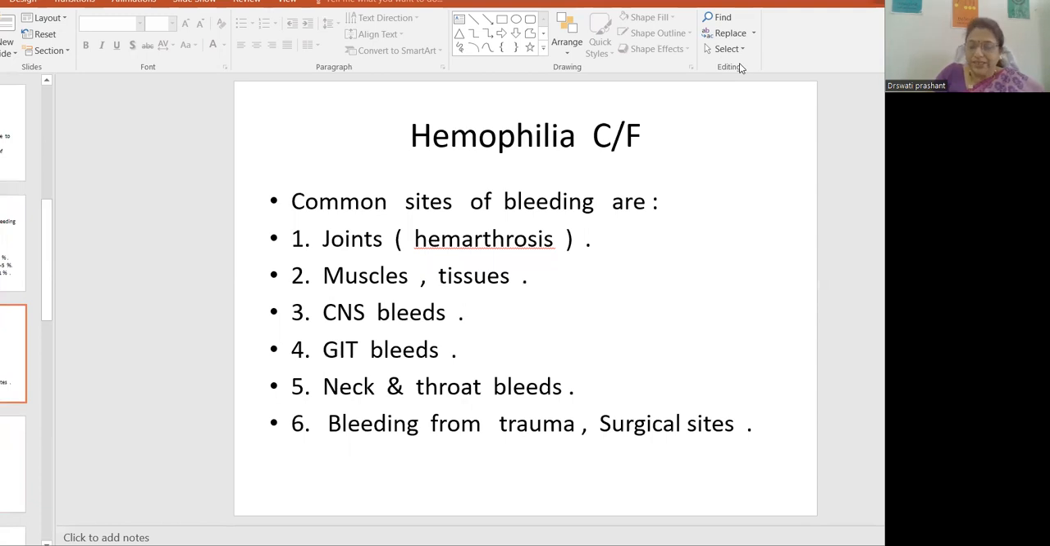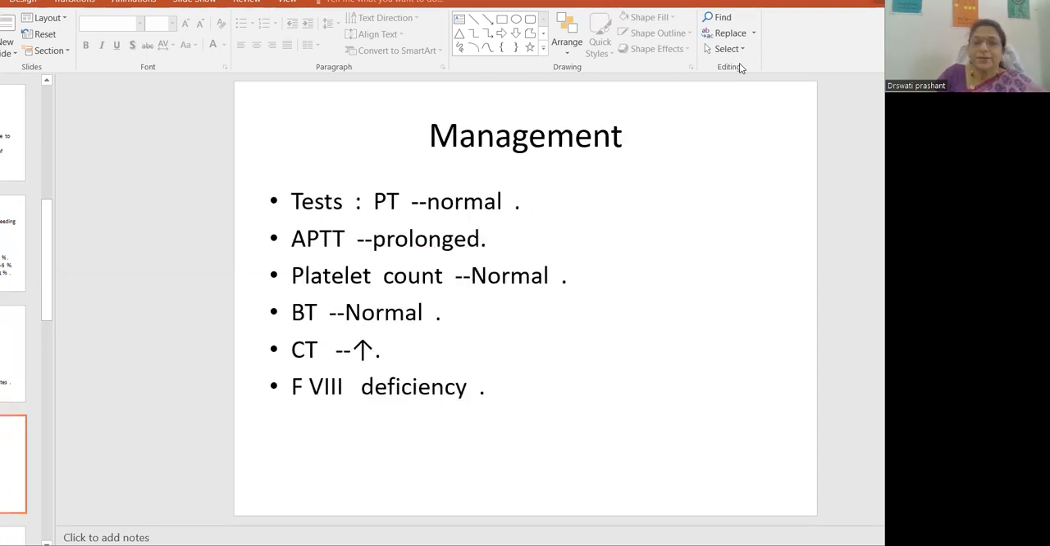Common sites of bleeding in hemophilia are joints. The large joints are painful, and this is called hemarthrosis. A patient may bleed inside the muscles or tissues. CNS bleeds will give CNS manifestations in the form of seizures, coma, and neurodeficits. GI bleeds are also found. There are also neck and throat bleeds, and bleeding from trauma sites and surgical sites.